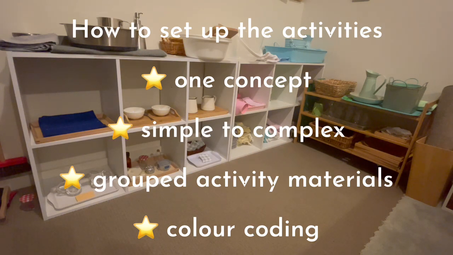The materials progress from simple to complex. For example, if it starts with a spooning activity, which is the easiest and requires the least amount of concentration, the next activity will be dry pouring. Then it's going to be wet pouring, and so on. It is simple to complex through each of the areas.